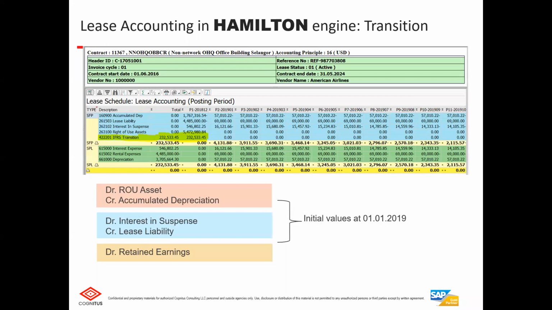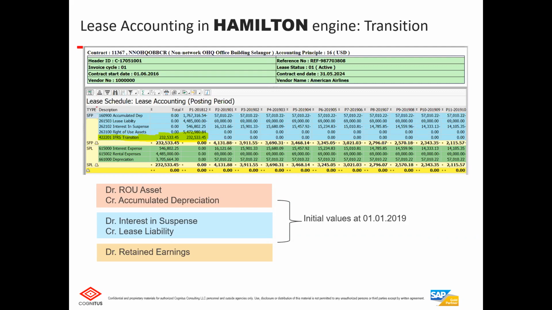Here, once the contract is created in Hamilton Engine by using the use case ID, these are the initial documents which are created in the system. This is debiting ROU asset, credit accumulated depreciation, debit interest in suspense, credit lease liability, and debit retained earnings. These are the initial postings in Hamilton Engine.